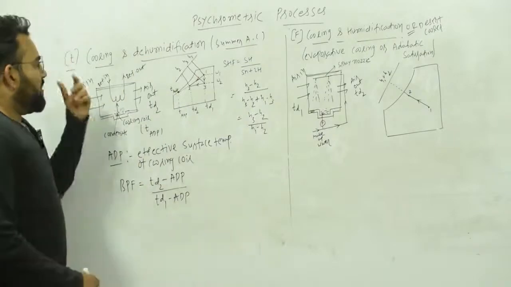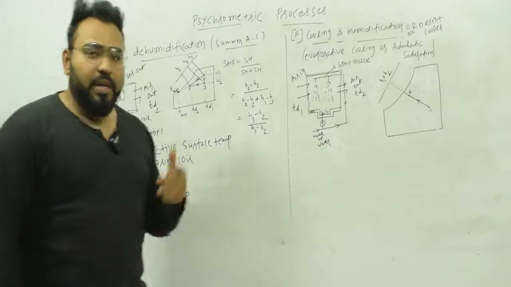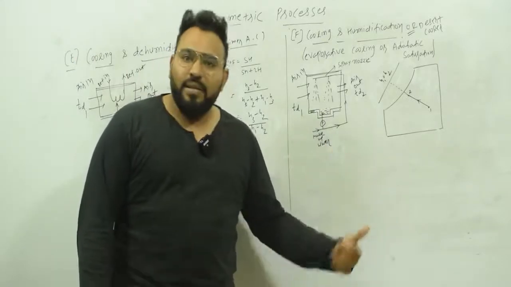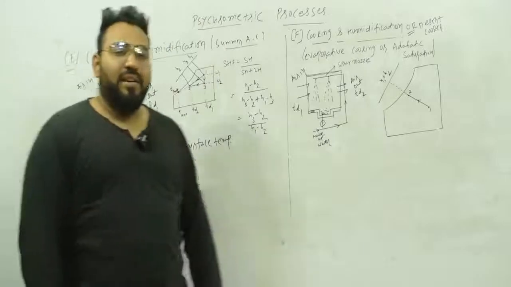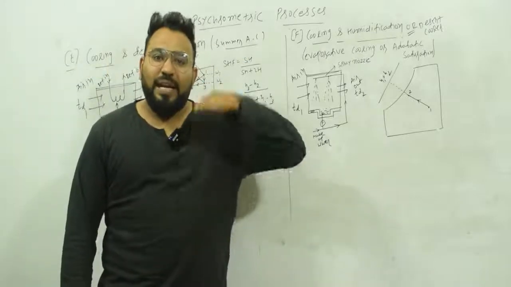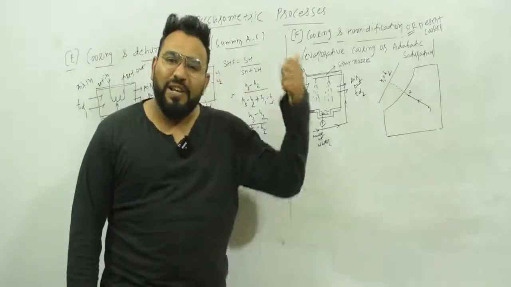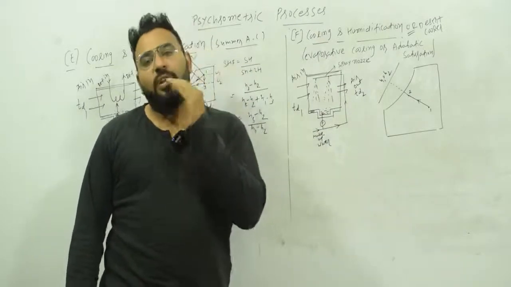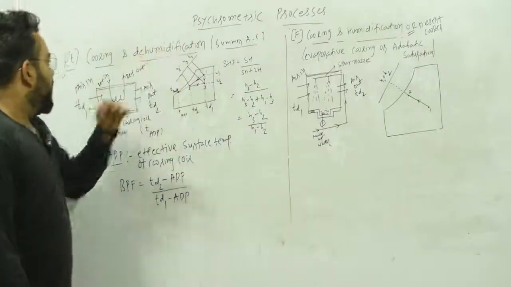As the name suggests, here cooling is going to happen, meaning dry bulb temperature is going to decrease, and dehumidification means specific humidity is going to decrease. Dehumidification means water vapor is going to be removed. That means specific humidity is going to decrease. So this is how you can interpret the whole process.